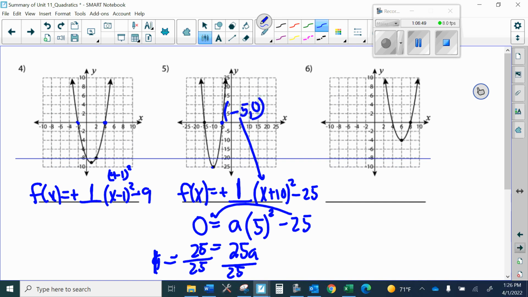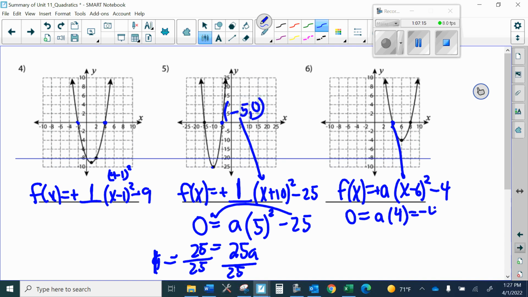Let's try that same method again on this one. So you get one other try of practicing that. I know it's going to be plus because it opens up. Okay, 6, so that's -6 to make it positive 6, and -4. I know I can see that 4, 0 is an x-intercept. So I plug in 4 into there. I have to get 0 for the y. 4 minus 6 is -2. Squared is 4. Oops, that's just one minus right there. Add the 4 across, and I get 4a equals 4, divided by 4, and I get a equals 1. Okay, so a was 1 in this case as well.